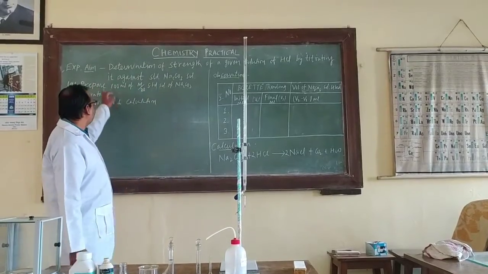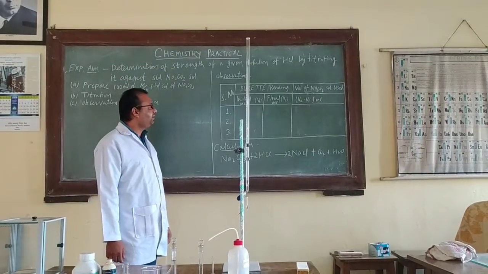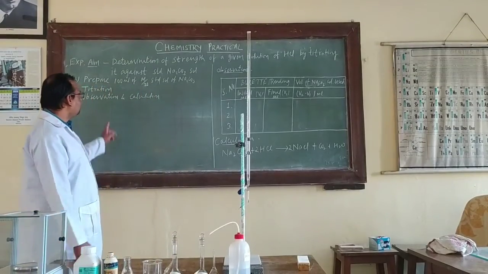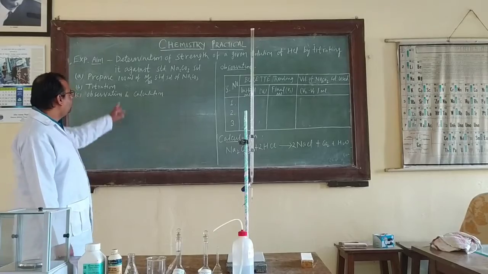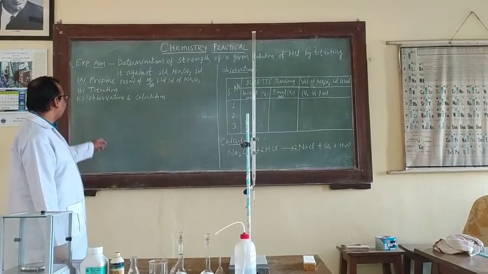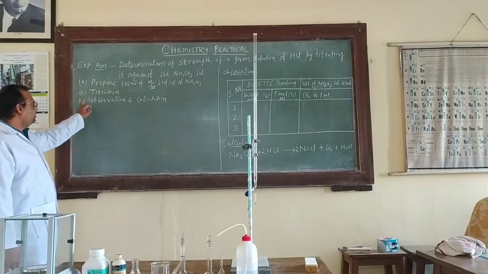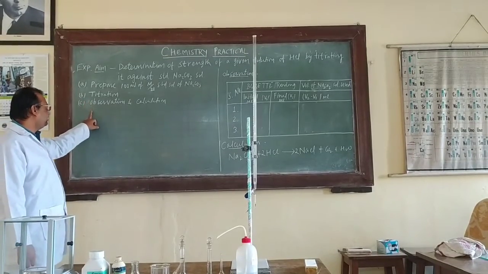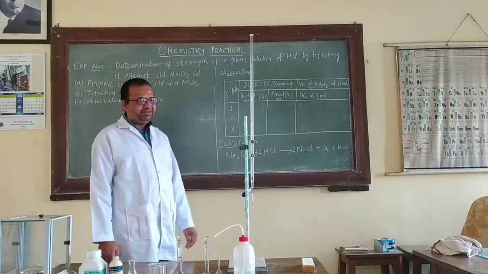Now, the aim of our experiment is the determination of the strength of a given solution of HCl by titrating it against standard sodium bicarbonate solution. We divide this experiment into three parts. First, we prepare the standard sodium bicarbonate solution. Then we do the titration process. Then observation and calculation.